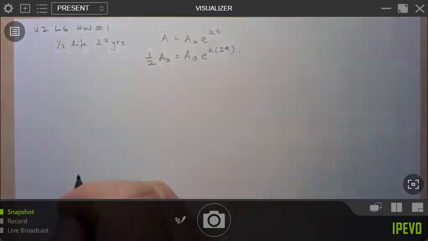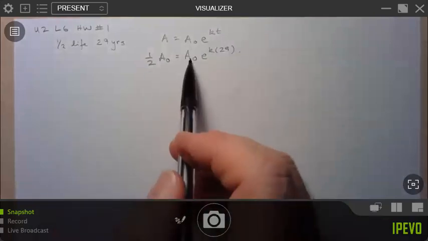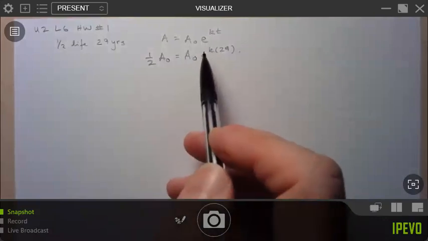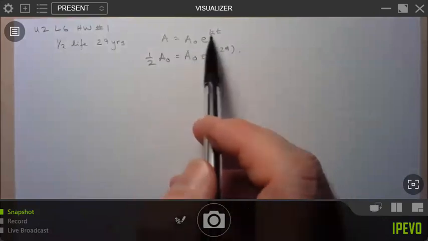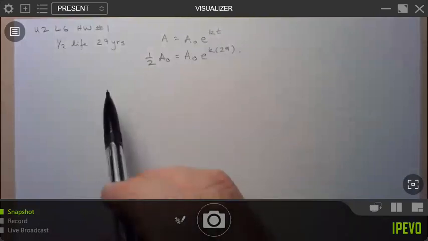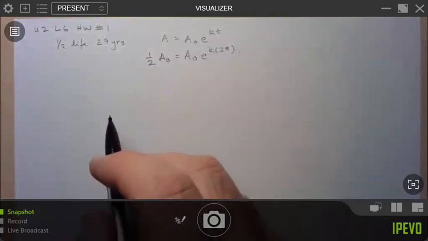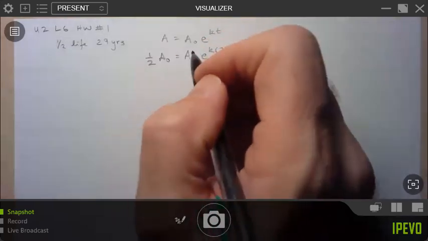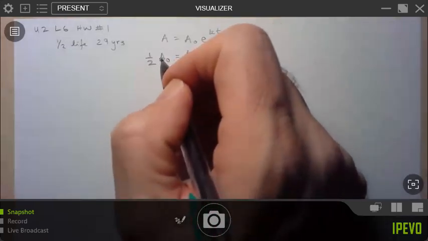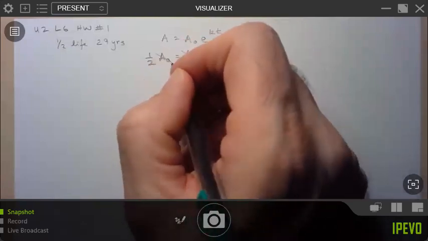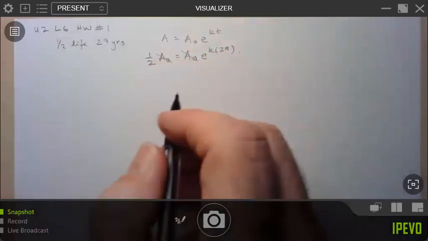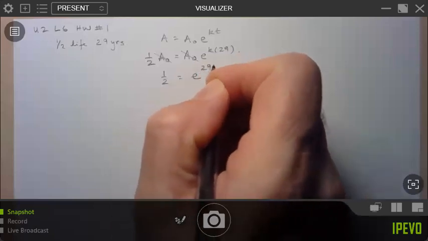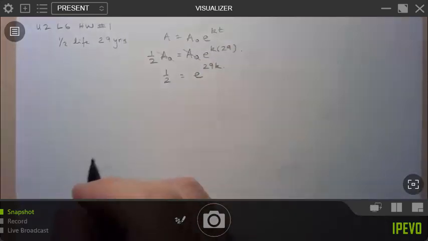Okay. But what's nice about this is regardless of what the initial amount is, I can still solve this equation for K, because that's my goal here. When I'm looking for a model of this form, essentially what I'm trying to solve for is that K value. And because it doesn't matter whether I started with 100 and I end up with 50 or 1,000 and I ended up with 500, in the end, that initial amount just cancels out. So what I'm left with is 1/2 equals E to the 29K. And now I can just solve this.